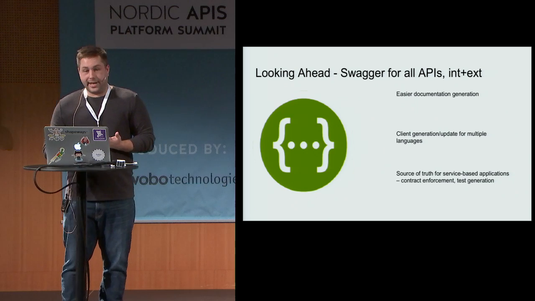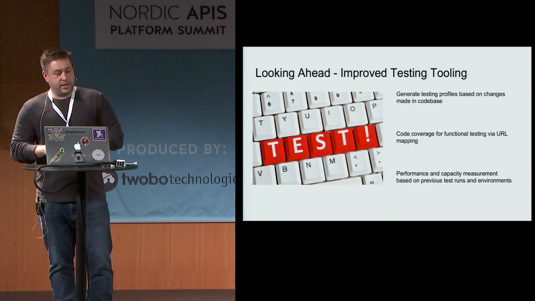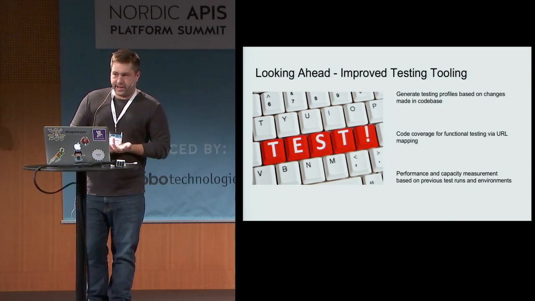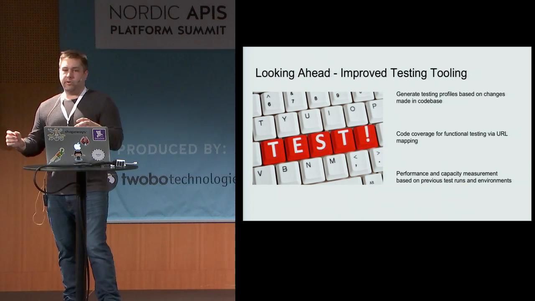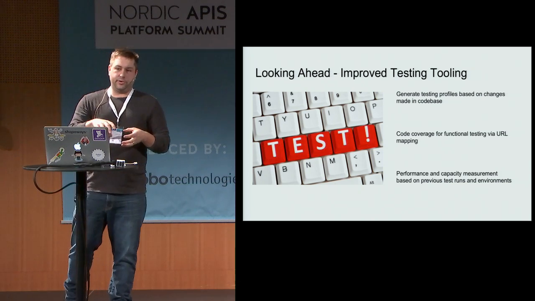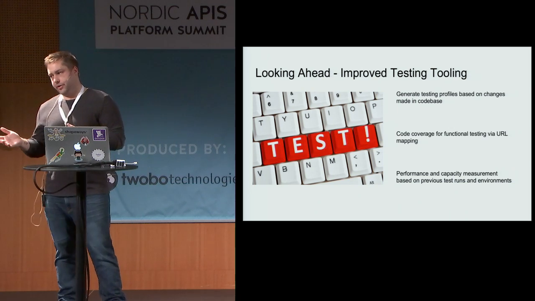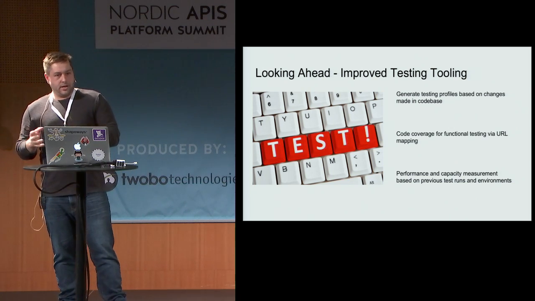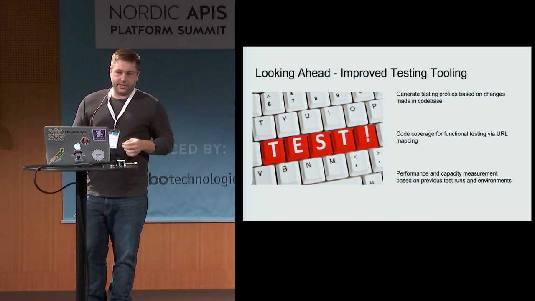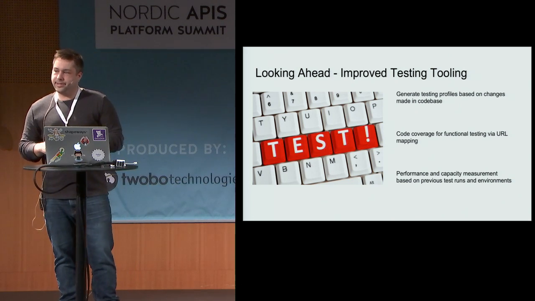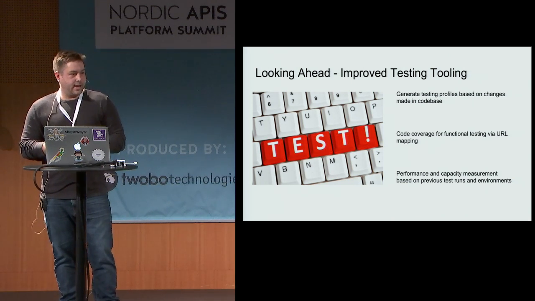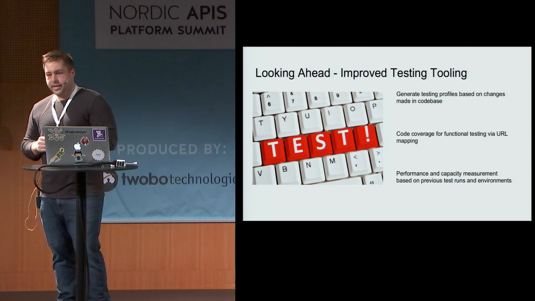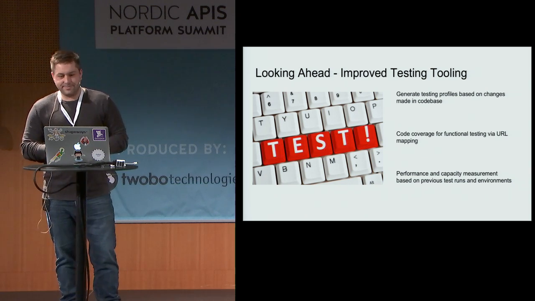And the last piece is around improved test tooling. So generating testing profiles based on changes made in our production application. We can use our URL mapping inside of our APIs to detect which controllers we're touching and actually create code coverage using our integration tests as opposed to our unit tests, which is not something that we've seen yet. So it's something we're working on actively, and we're pretty excited going forward. As soon as we have something on it, we'll share it with you.